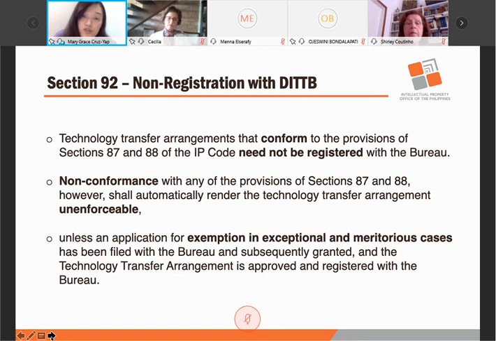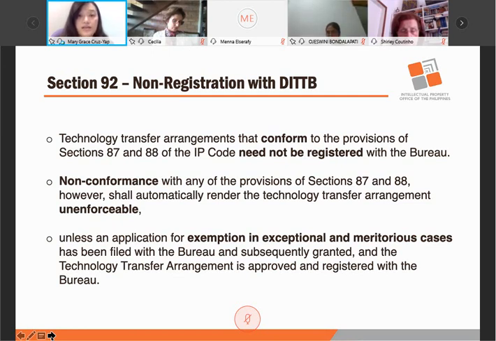What happens if you do not register your tech transfer arrangement with the Documentation, Information and Technology Transfer Bureau? Well, if it conforms to the provisions of the law, then you're safe. If it is conforming to the law, no need to register with the Bureau. But if it's found to be non-conforming with Section 87, 88, or the provisions on voluntary licensing, then the trouble begins, because it will automatically render your tech transfer arrangement unenforceable. And that's a very big risk for your clients.